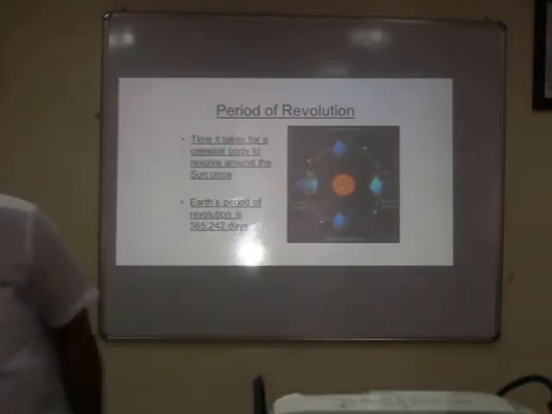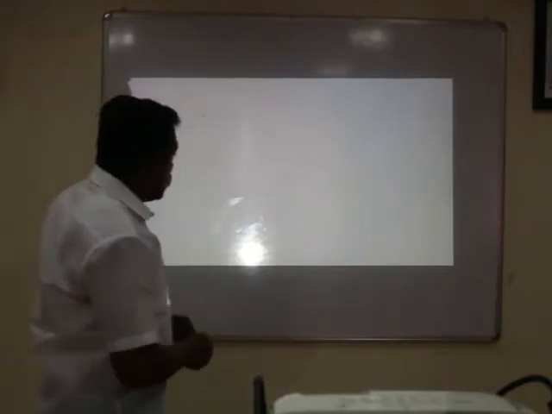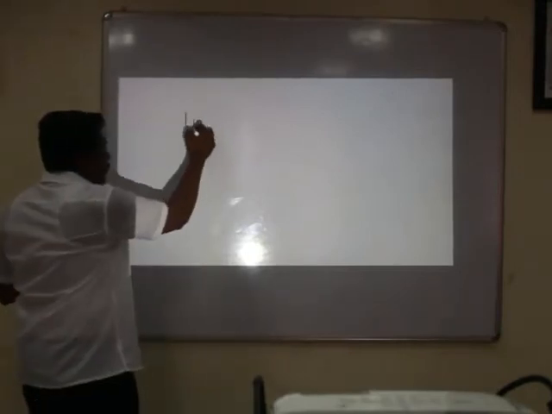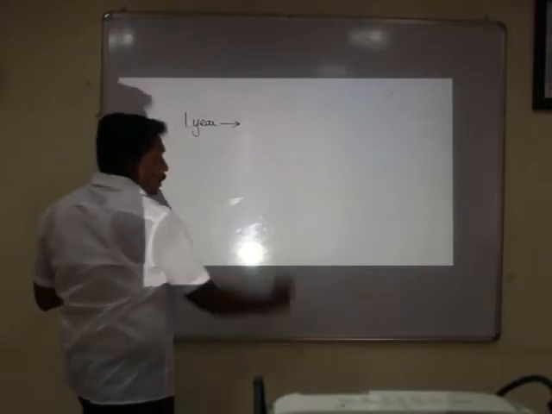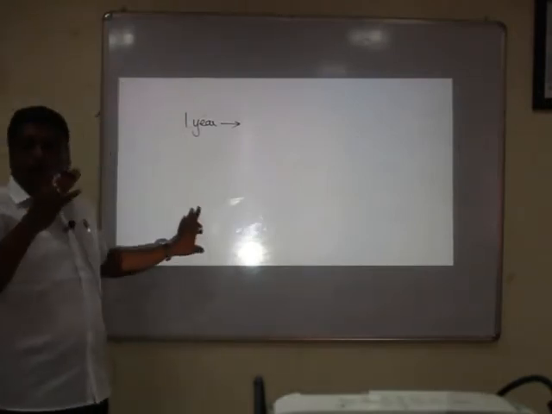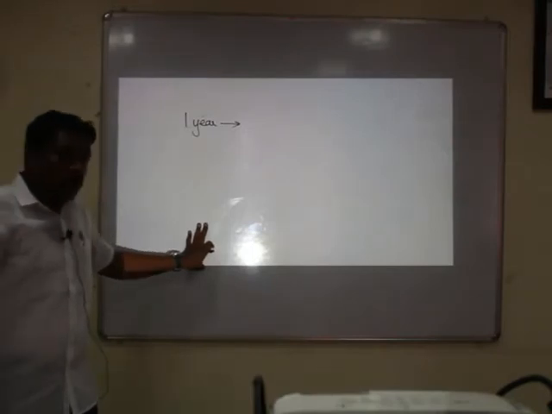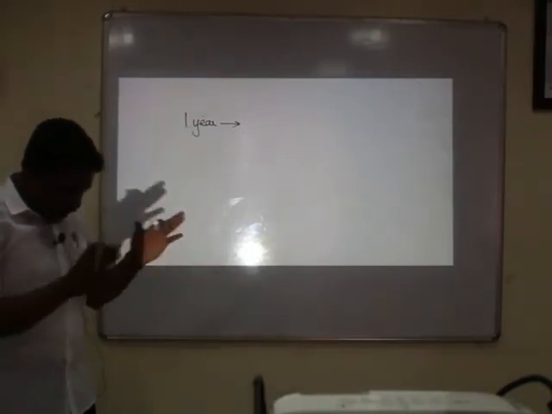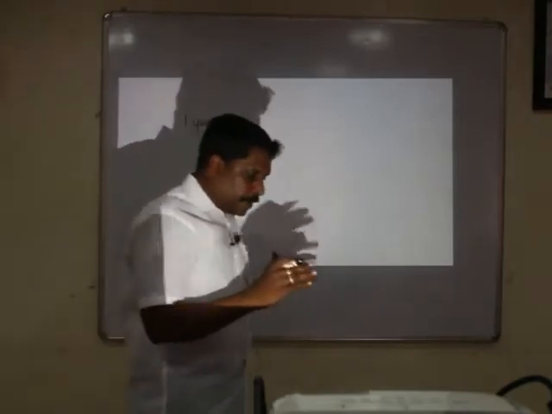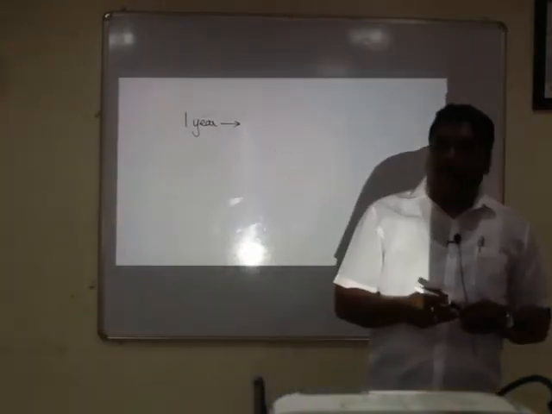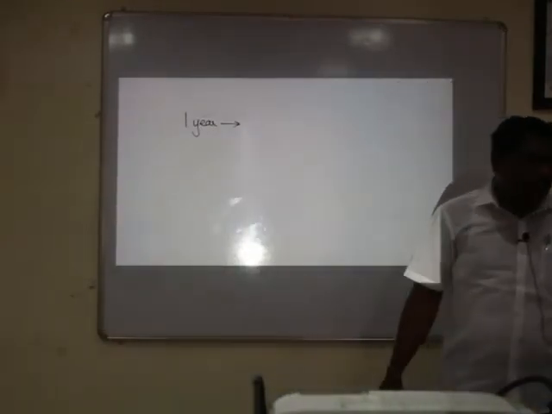Now comes another question. I said one complete rotation, you call them as what? 1 year. Correct? Now comes the question, how long is 1 year? How many days and hours does this Earth take to complete one such revolution?